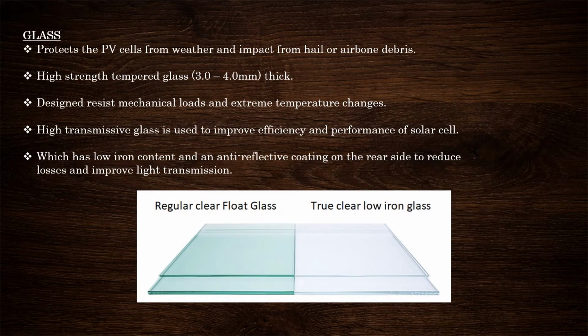Next, we go to the glass. The glass is used to protect the PV cells from weather and impact from hail or airborne debris. High-strength tempered glass is around 3 to 4 mm thick. The tempered glass is designed to resist mechanical loads and extreme temperature change. The glass also has high transmission. The high transmissive glass is used to improve efficiency and performance of solar cell.